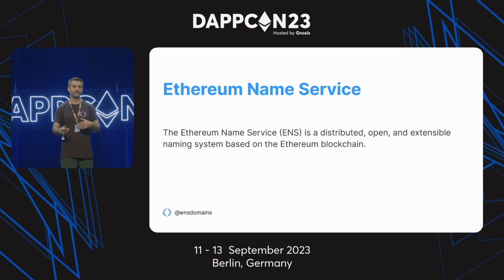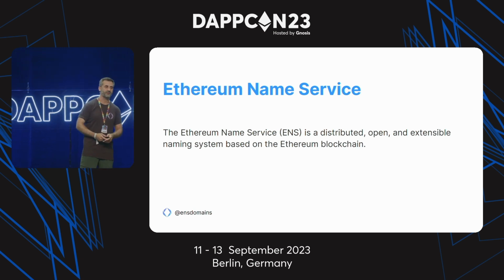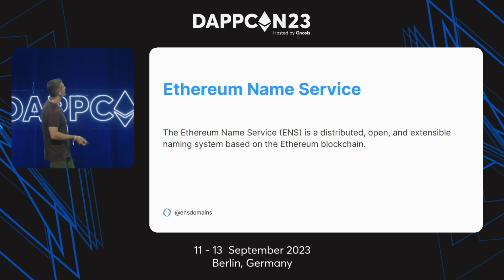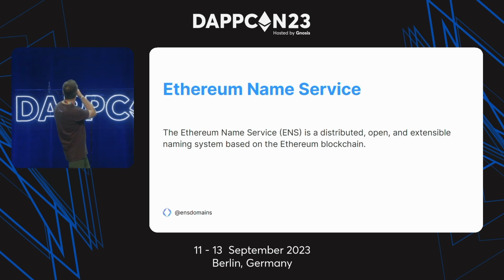Whenever you want to do a transaction, maybe 90% of the wallets in the current ecosystem are already resolving those names to those addresses. So you don't have to remember anything about your address, which is how ENS started. As it's written, it is a distributed, openly extensible naming system based on the Ethereum blockchain.